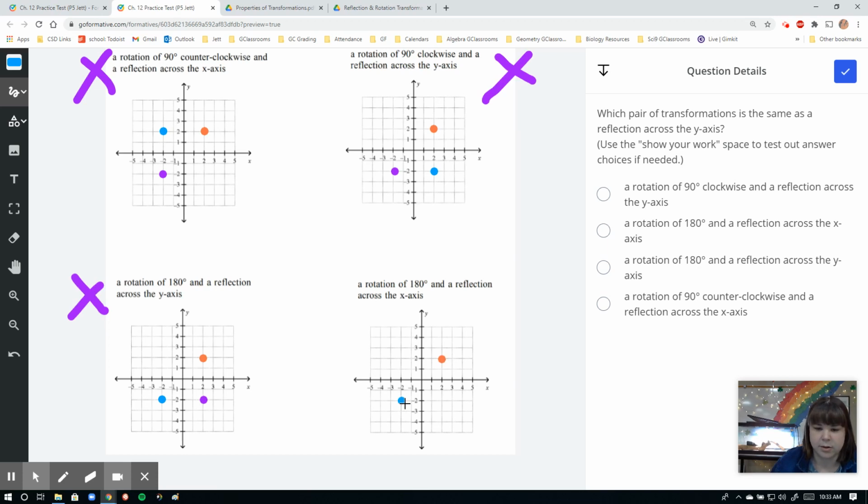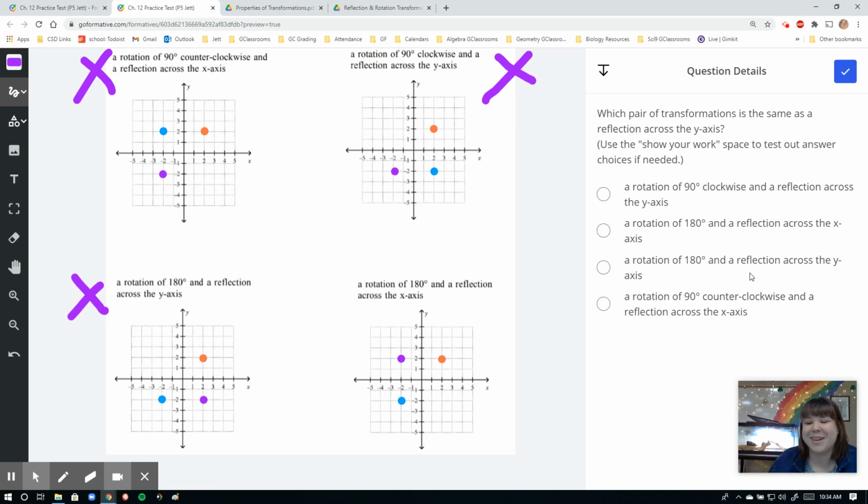We rotate 180 degrees. And then it says a reflection across the x-axis. So now we're going to take this and we're going to put our point right up here. There we go. And then the question is, is this the same as a reflection across the y-axis? Yeah, if we were to take orange and say, how would you get point purple? We could say reflection across the y-axis. So these two transformations are the same as a reflection across the y-axis. So we need to pick the one that says this: a rotation of 180 degrees and reflection across the x-axis.